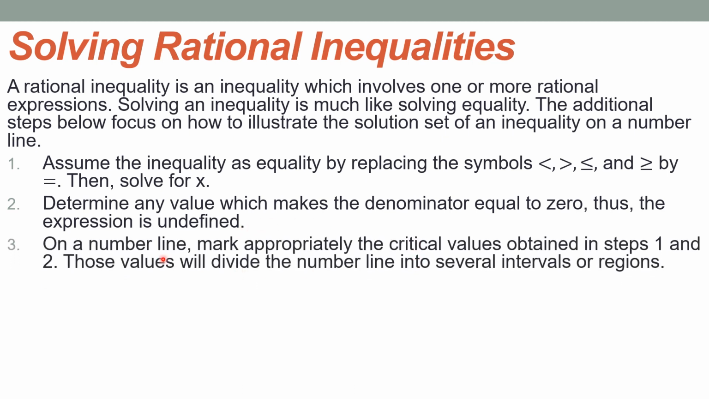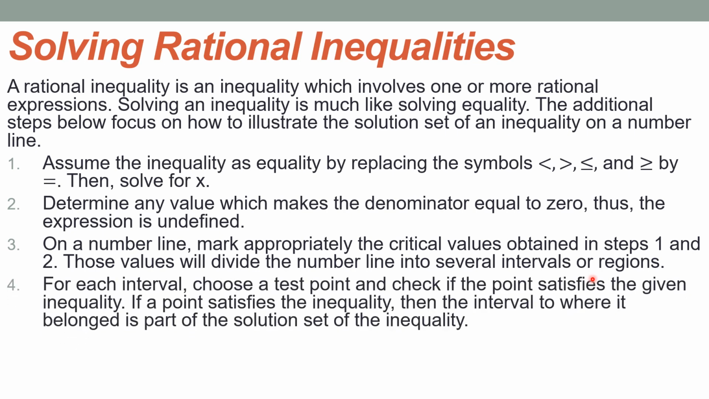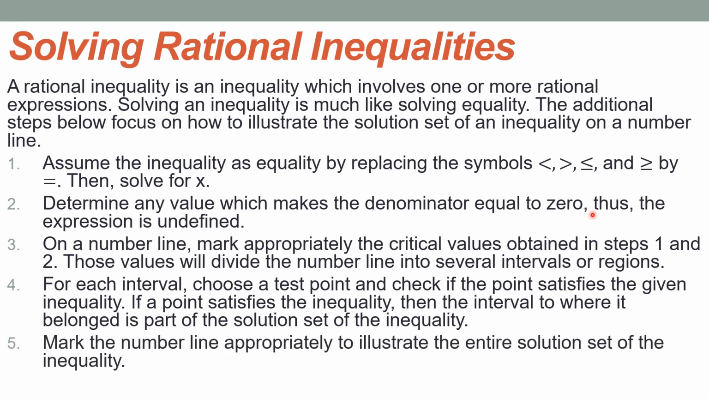Third, on a number line, mark appropriately the critical values obtained in steps 1 and 2, and those values will divide the number line into several intervals or regions. Okay, so let us proceed with step number 4. For each interval, choose a test point and check if the point satisfies the given inequality. If a point satisfies the inequality, then the interval to which it belongs is part of the solution set of the inequality. Last, mark the number line appropriately to illustrate the entire solution set of the inequality.